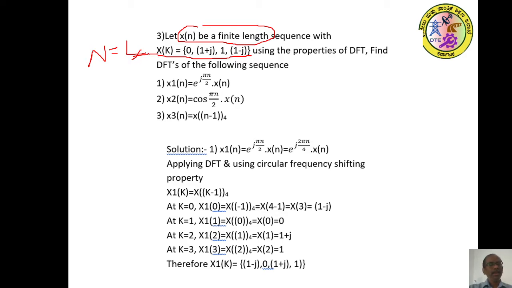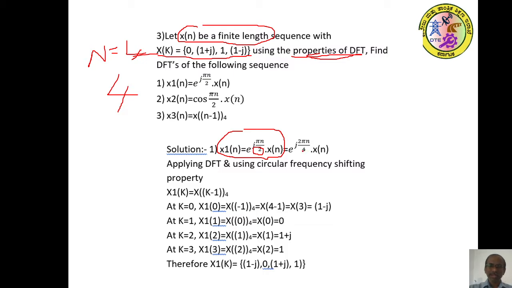Again same question, use the properties of DFT and try to compute the DFT for x1 of n, x2 of n and x3 of n. Let us start with first problem. Given x1 of n is equal to e power j pi n by 2 into x of n. Always this term should be capital N. Capital N in this problem is 4, but here we have 2. Multiply and divide by 2, so it becomes 4. Always make sure that this term is 4 in this problem because we are calculating 4-point DFT.